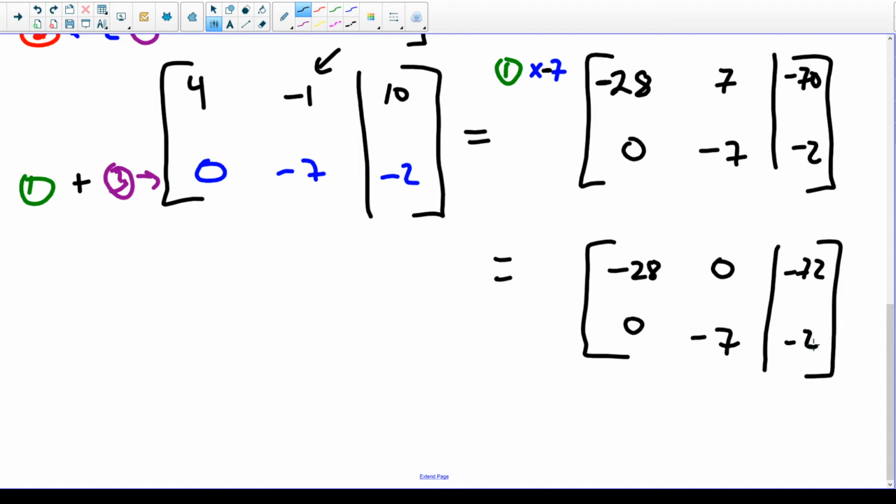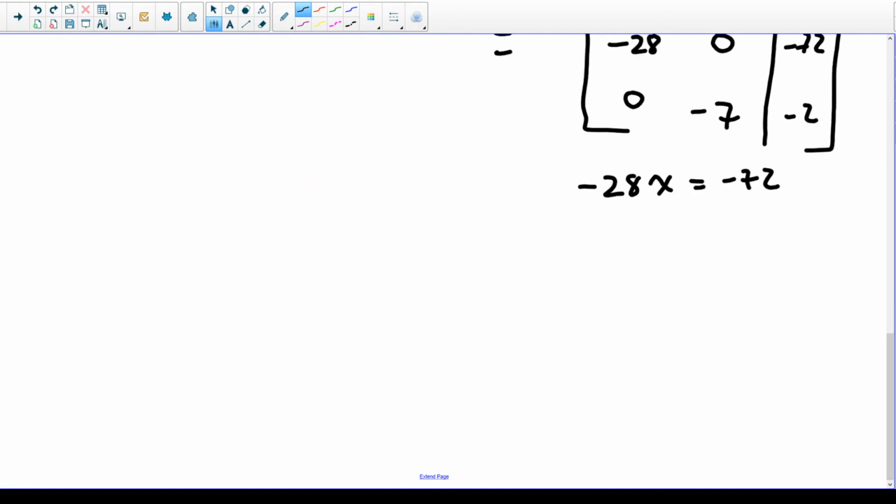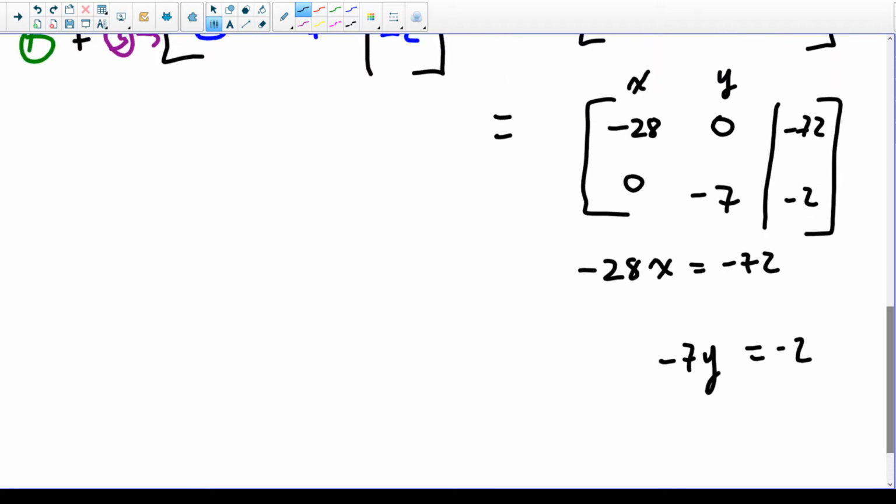Okay. This is what's called a reduced matrix used to solve linear systems, right? Why is it necessary to get the zeros in those two positions? Well, I want to remind you that this column is the x column and this column is the y column. Remember that the -28 is just the coefficient of x. The line here is just an equal sign. So I can take that first line now and write -28 times x equals -72. And I can write the second line as -7y equals -2. And now I can isolate for both x and y.